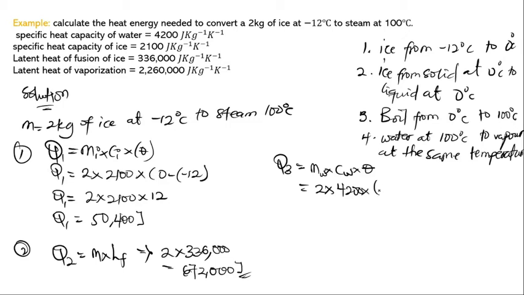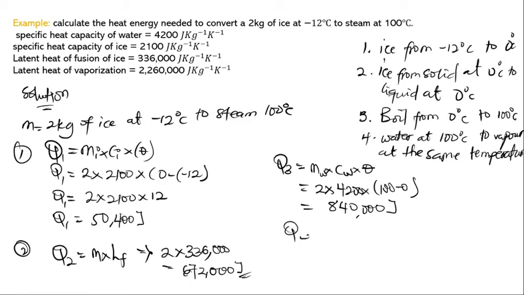So the change in temperature is what? 100 minus 0, which is still 100. So if we do the multiplication over here, we are going to get 840,000 joules as our energy required for this particular third step.